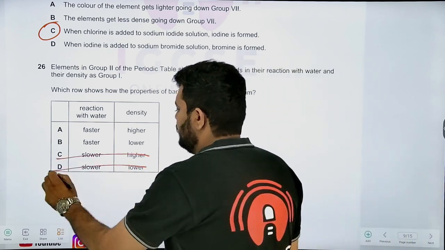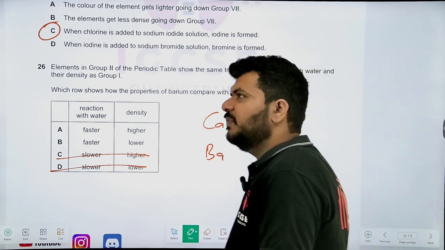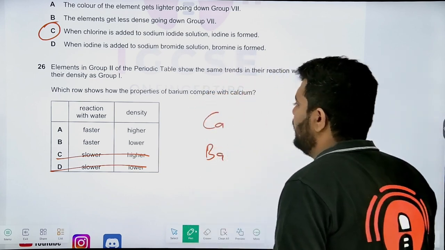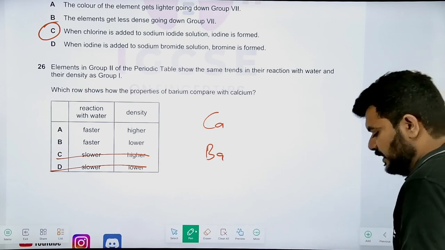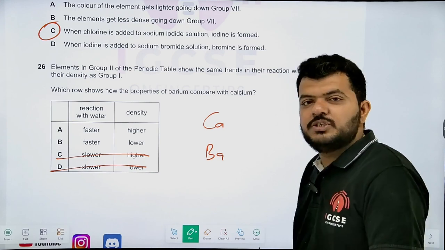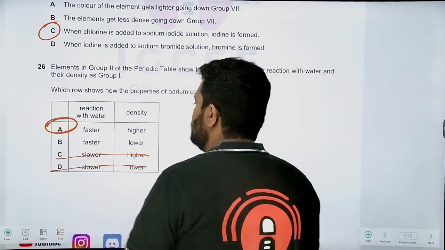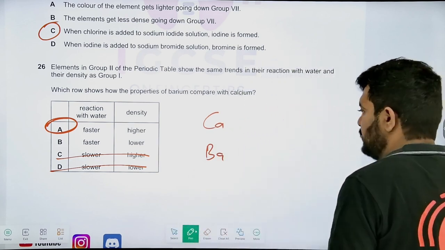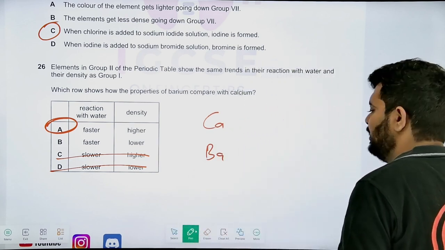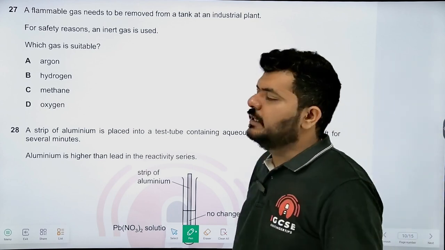So this is incorrect. Density. What should be the density of barium? If I remember this correctly, in group 1, lithium, sodium, potassium, the density should increase, right? So reaction with water is faster and the density increases, right? That should be your answer. I think melting and boiling point decrease, but the density does increase.